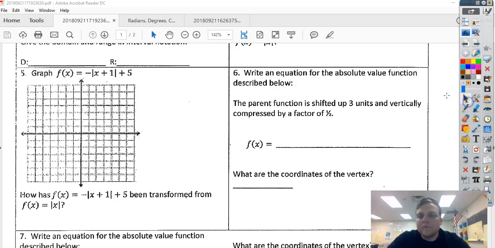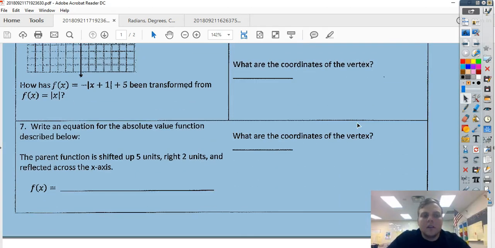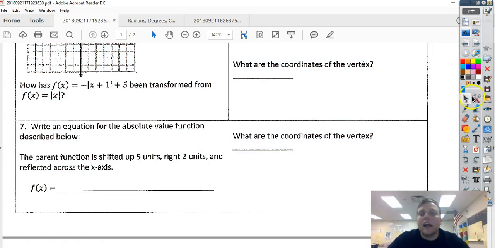Okay, let's move on to number 7. I suggest you stop this video and try to do number 7 on your own. It says the parent function is shifted up 5 units, right 2 units, and reflected across the x-axis. So the reflection means, oh, I don't need to put the y equals, they already gave the f of x equals negative absolute value of x. Now how do I say right 2 units? That's correct. Minus 2, close the absolute value, shifted up 5 units, so that's plus 5.